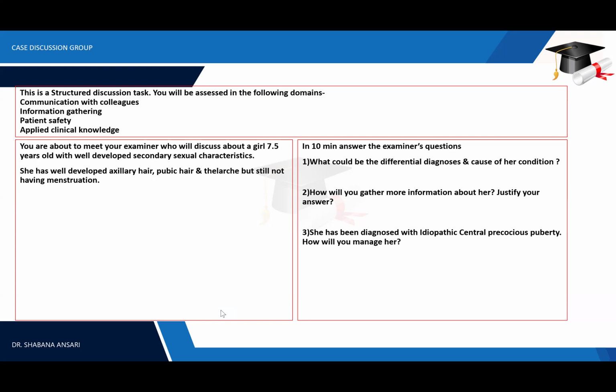Any other biochemical tests would you like to do to find the cause of peripheral precocious puberty? With respect to adrenal, we can even go ahead with ACTH and DHEAS to detect congenital adrenal hyperplasia.